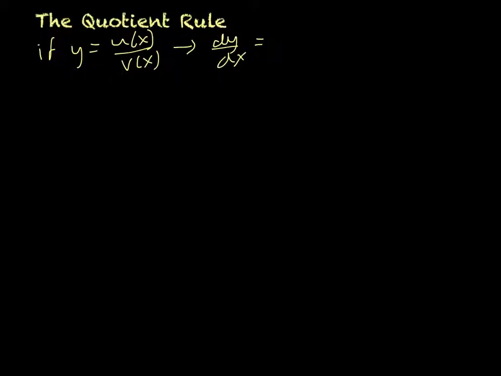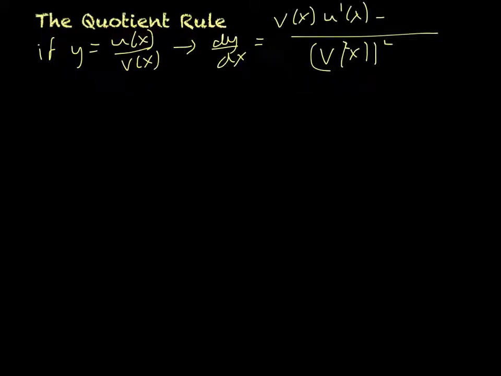And as we know, the quotient rule is: if y is u of x over v of x, then dy by dx is going to be v squared, so v of x all squared, over v of x, u dash of x, subtract u of x, v dash of x. So notice every time it's v squared v, v squared v. Okay, so do similar to what I did before.